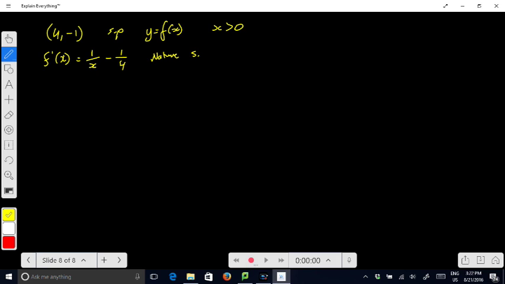The third part, part C. We've got the point (4, -1) is a stationary point on the curve y equals f of x, for which x is greater than 0. Given that our derivative of f of x is 1 over x take 1 over 4, determine the nature of the stationary point. So determining whether it's a local minimum, maximum, or a stationary point of inflection.